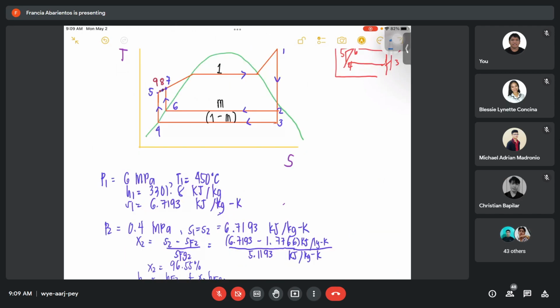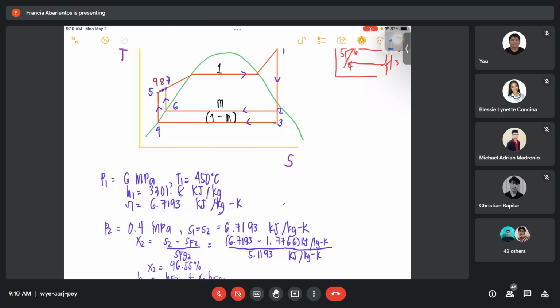Ayan, walang internet. Ayan. Balikan natin. So, the pressure 1 is given as 6 MPa and the temperature 1 is 450. So, di ko na i-explain pa. I mean, babalikan ko pa ba kung bakit siya superheated. So, that is now your state points or the properties at point 1. We have the enthalpy at point 1 and the entropy at point 1.